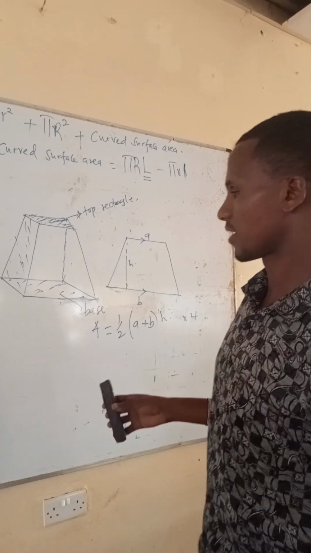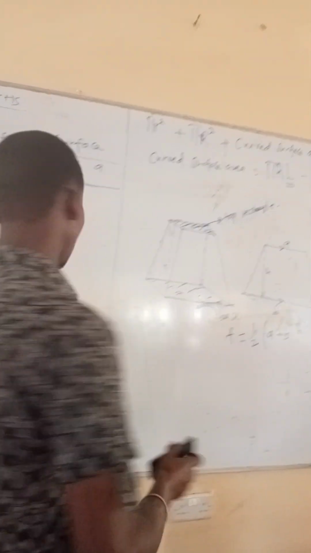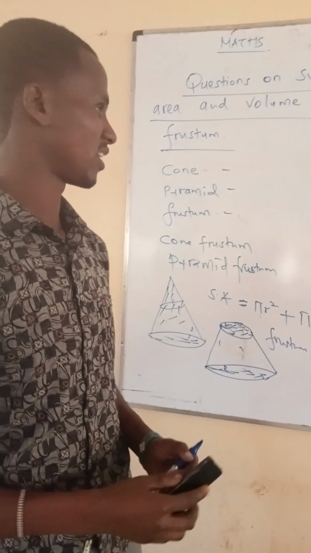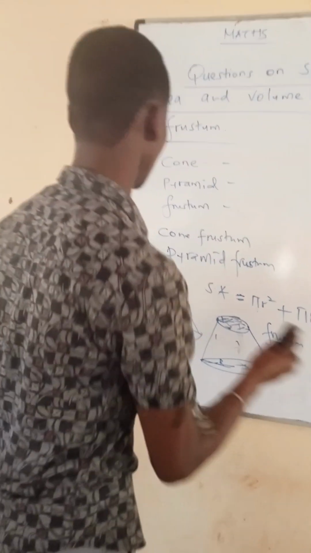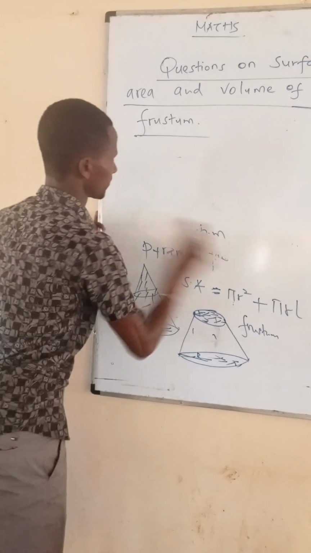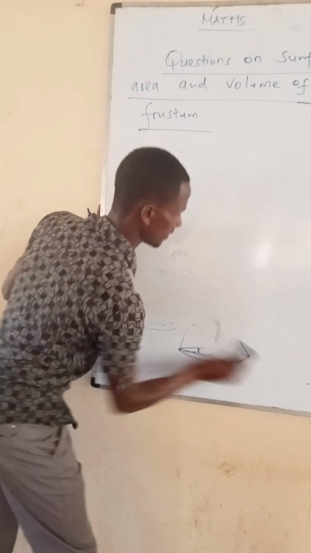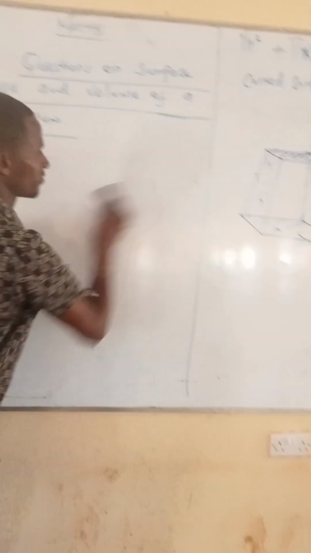There is a very important thing that we normally consider while looking for the area of a frustum, and that is similarity. Similarity is very, very important.